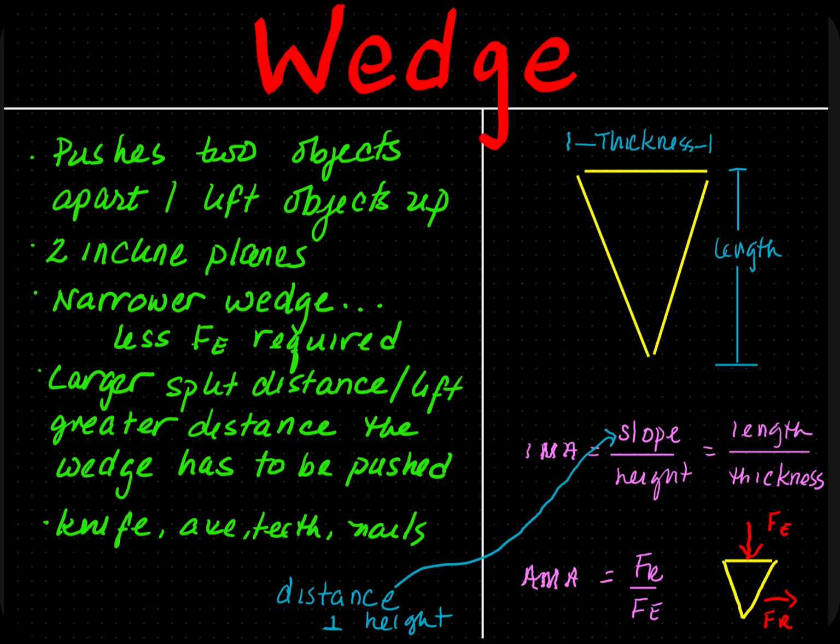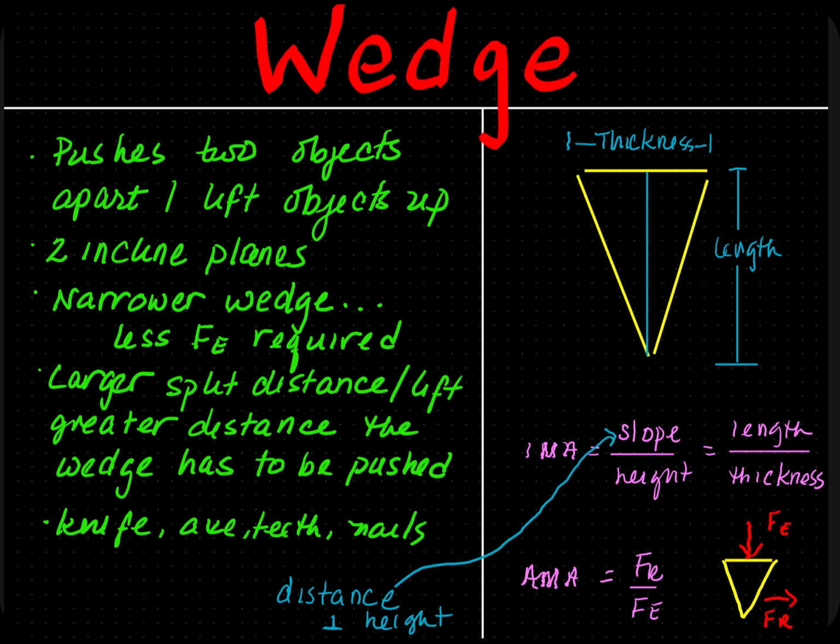If I look at the picture of the wedge, it does look like two inclined planes put together. If I split it in the middle, it is two separate inclined planes. The IMA for the wedge is the same as the inclined plane. It is the slope over the height. The slope here must be the distance that is always perpendicular to the height of the wedge. So in this case, it is the length based on the picture, and the height represents the thickness.